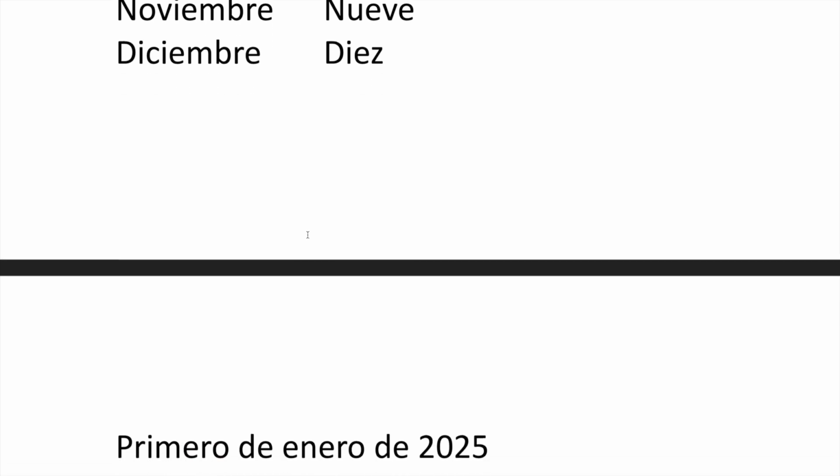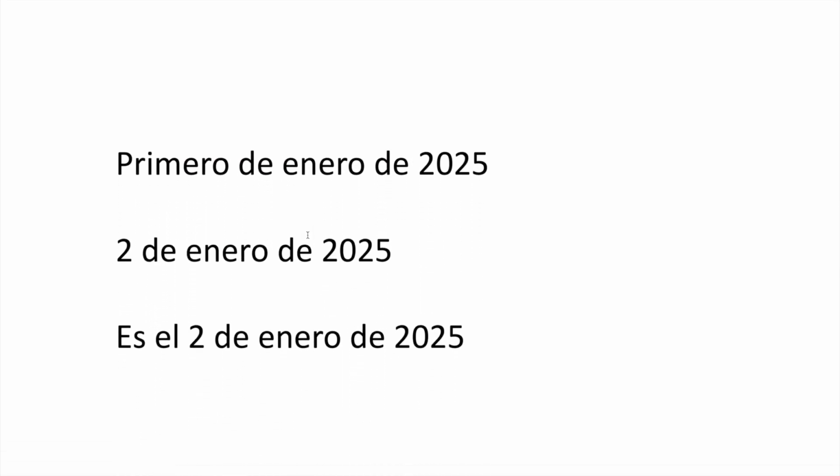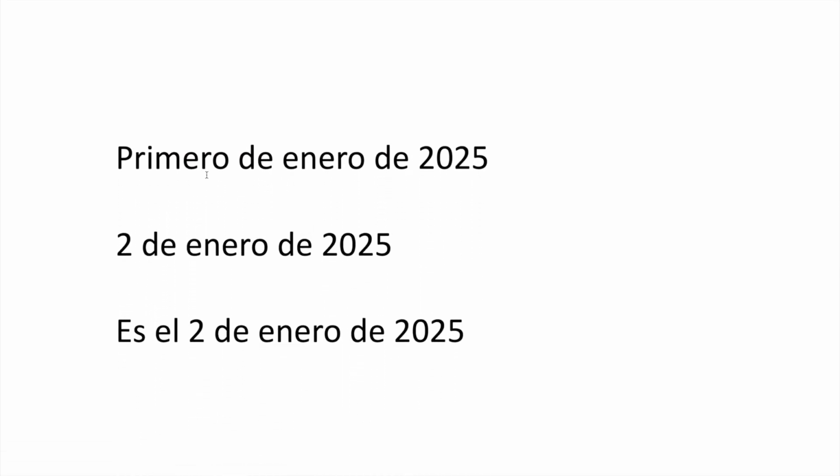Now, we will continue as to dates, how they work. So this is how you date things. If it's the very first day, it will always be primero, which just means first. So you will use the ordinal number only for number 1. So the first day. So this would be 1st of January of 2025. Now, this would be primero de enero de 2025. So you say the entire number in Spanish, you would say 2025.